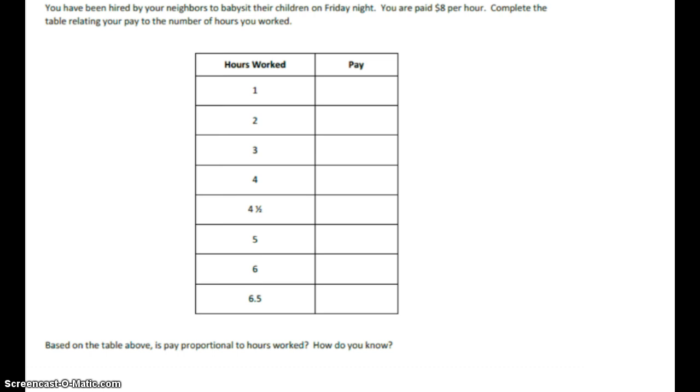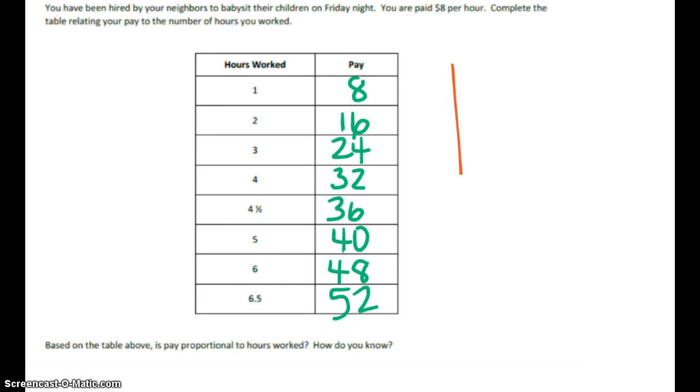So I'd like you to, again, copy this down, and go ahead and fill in the pay. And then we're going to talk about whether or not your pay is proportional to the hours that you worked. Alright, so when you have this table of data completed, your table should match what I have here in my table. Now, the first thing that I want you to do is to think about, if you were to plot this on a graph, which values would represent your x values and which values would represent your y values.